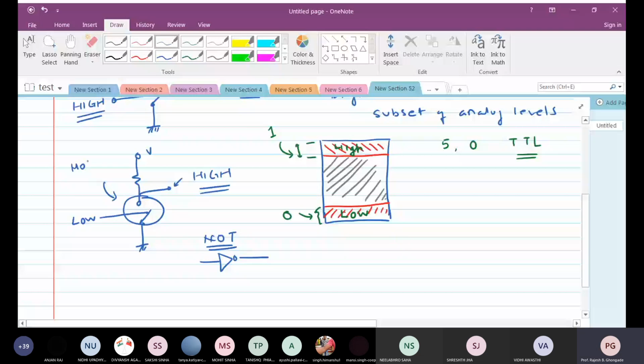Again, there are two variations. You can use either NMOS or you can use PMOS. We will see that tomorrow in more detail. All right? Okay then, we'll stop here for today.